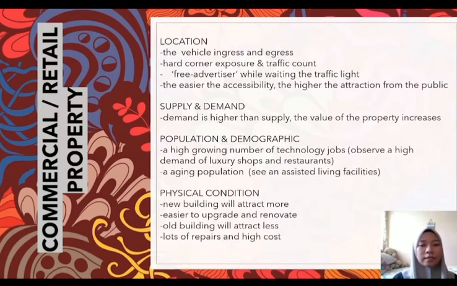Next is supply and demand. If the demand is higher than the supply, the value of the property increases. Why? Because the production that they supply is not enough. The citizens will request more and more for them to supply more. So the higher the demand asked by the public, the more the value of the property increases, because they need to produce more supply for the public.